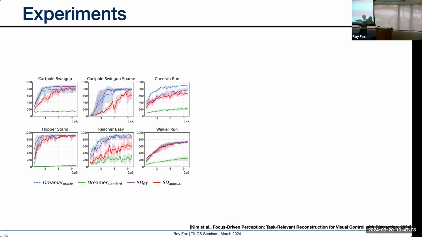With our segmentation model, so with the ground truth, we almost always match Dreamer without distractions, but we match it with distractions. There's one case where we don't, and in the interest of time, I'm not going to explain why, but there's a reason why we can't do that here. There's an alternative formulation which we can. And with an approximate mask predicted from this foundation model, we get pretty close. Not always, but usually pretty close.